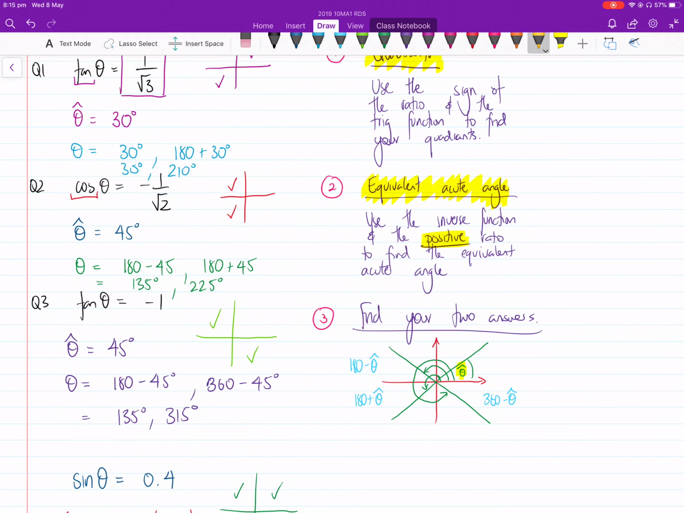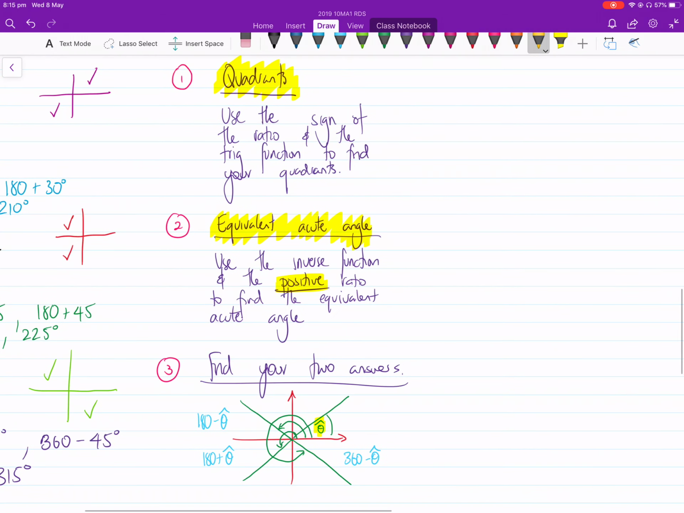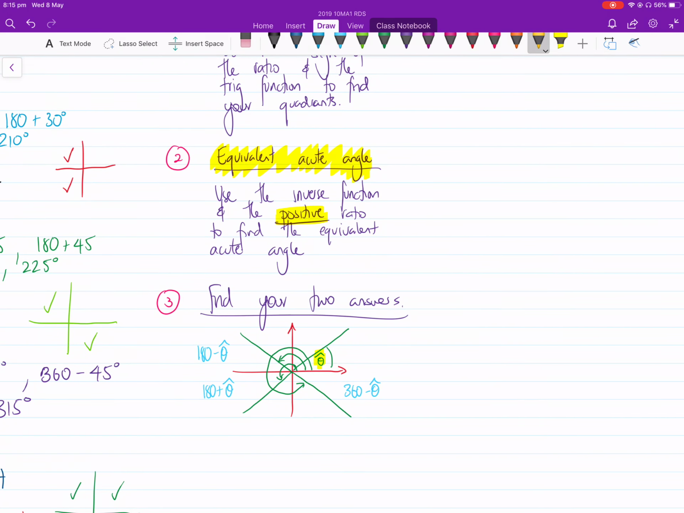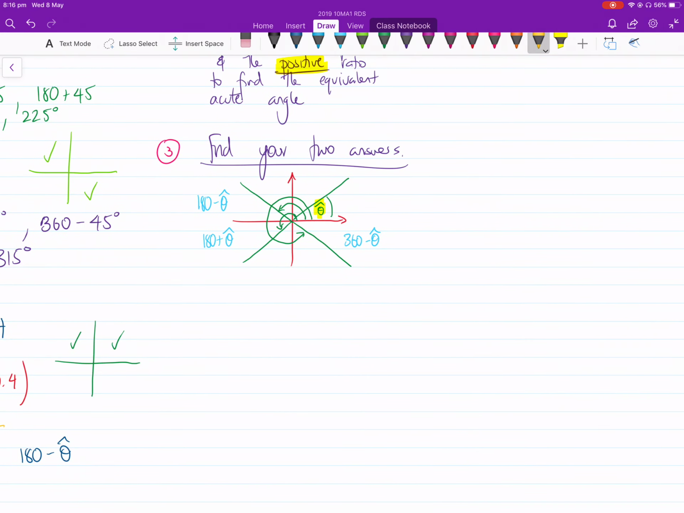So to finish off, all of these questions are done the same way. Use the sign of your ratio to work out what quadrants you're in, remembering it changes depending on the trig function you're using. You find the equivalent acute angle. Most of the time it will be an exact value, but even when it's not, that's pretty easy to do. Just remember to use the positive ratio. And then once you have the equivalent acute angle, you need to find your answers. Your answers are going to be in more than one quadrant.